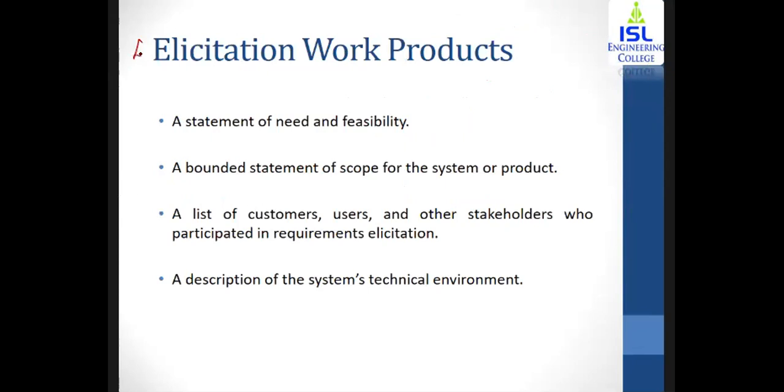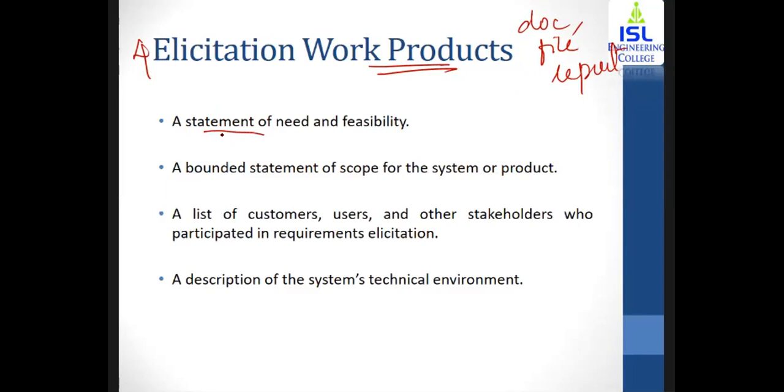Then the next one is elicitation work products. What are work products? A work product is anything produced based upon the requirements you've gathered. It can be a document, it can be a file, it can be a report. Those are your different work products. These work products depend upon the size of the system or the product that you're developing. What type of work products you use is based upon the software you're developing. Within the elicitation work products, you're going to have a statement of need and feasibility.